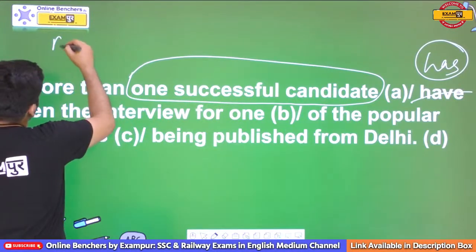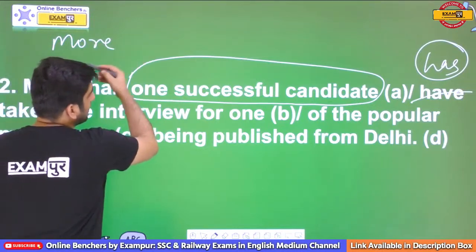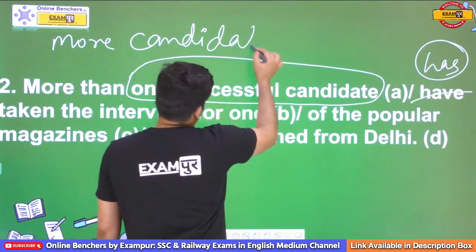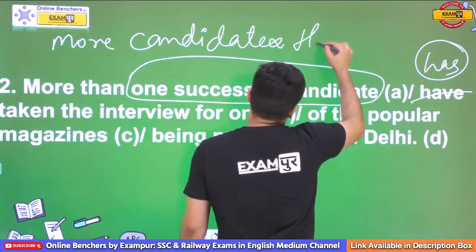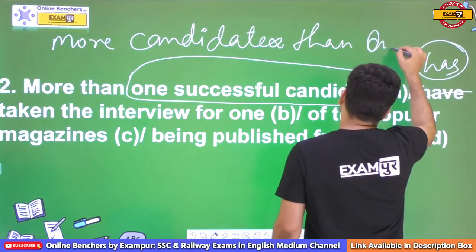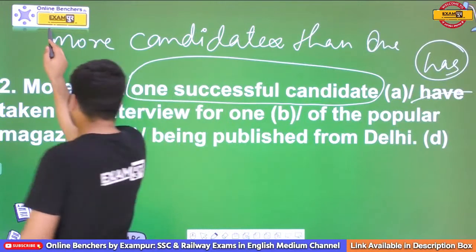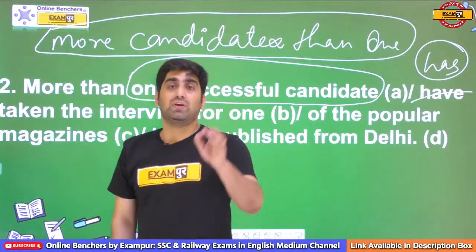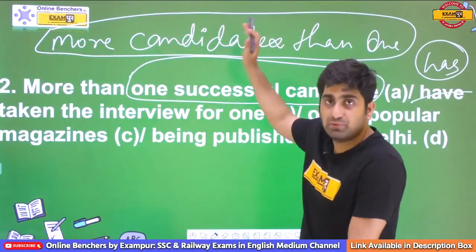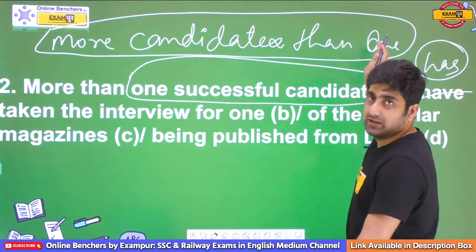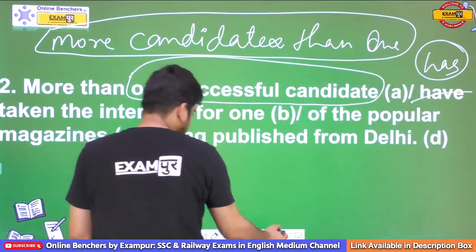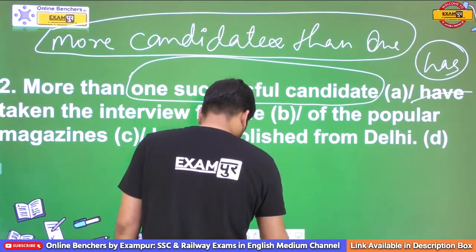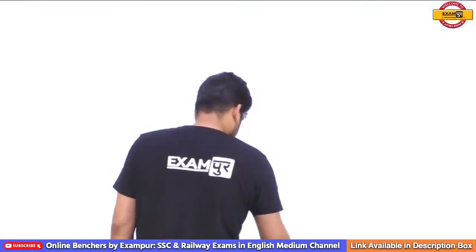Suppose we have "more candidates than one." In this structure, in this case, we would use a plural verb. So, more plus plural noun plus than one. The scenario is very simple, guys, I repeat, the scenario is very simple.